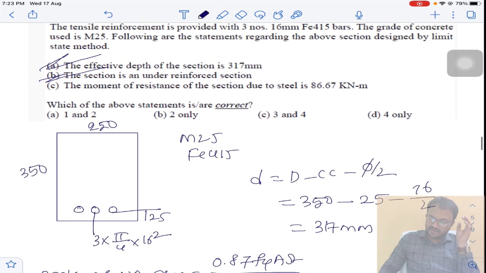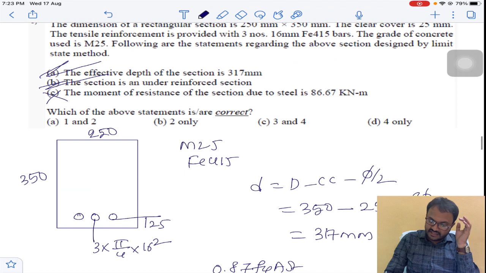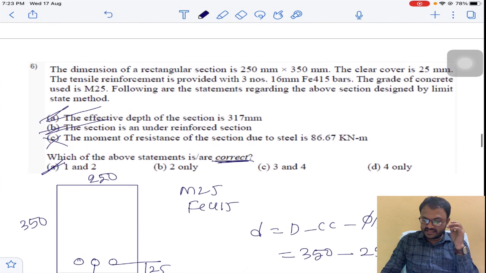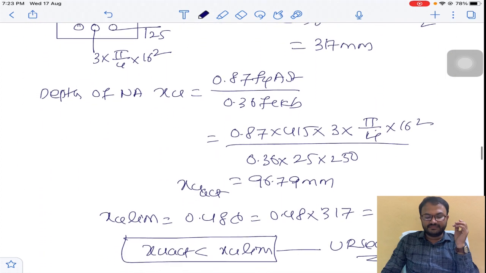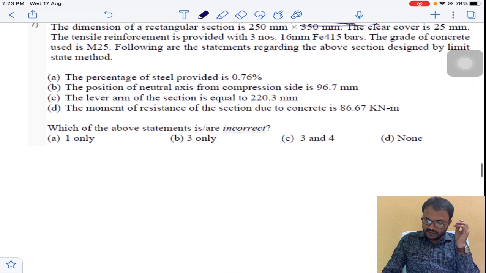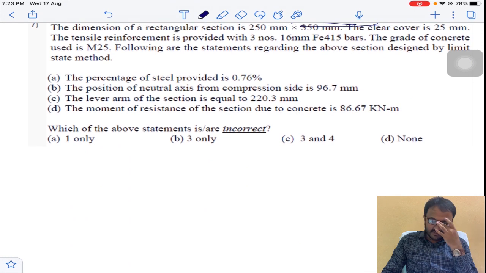Okay, so statement 3 is wrong. What he is asking, which of the following statements are correct? So both 1 and 2 statements are correct. Answer is A for question number 6. Okay. Now coming to question number 7, he has given some data 250 by 350 mm, clear cover 25 mm, tensile reinforcement, the same problem he has given, but he has asked some different options.